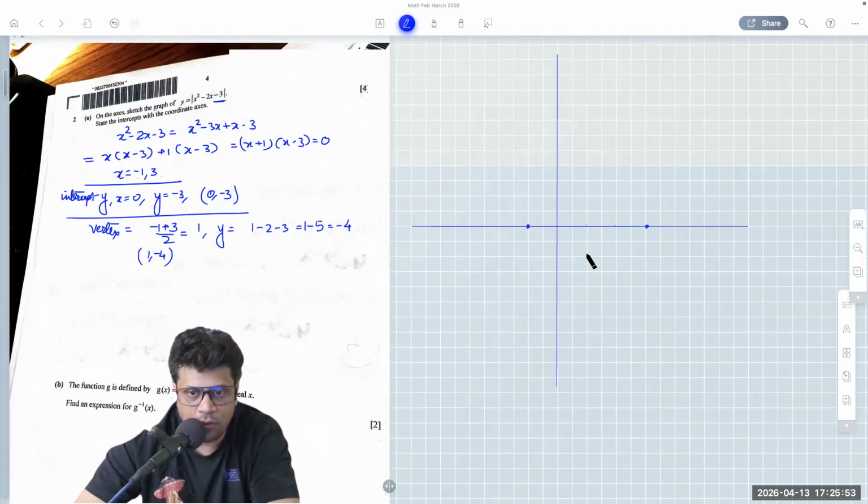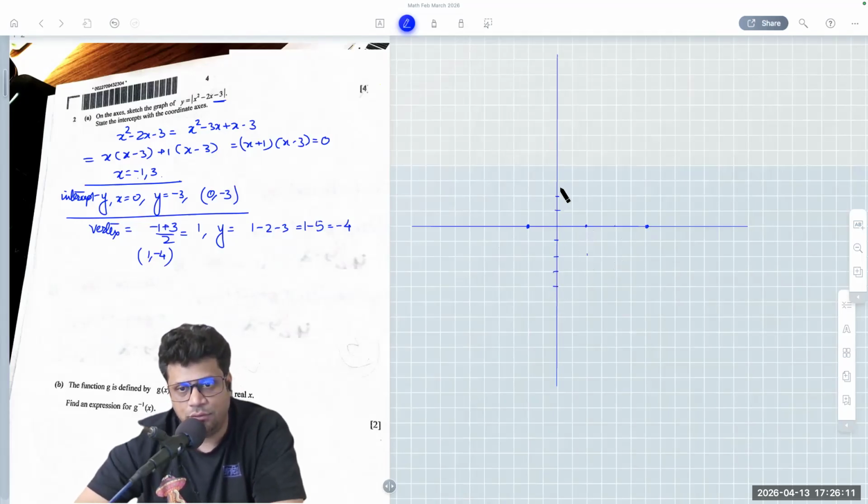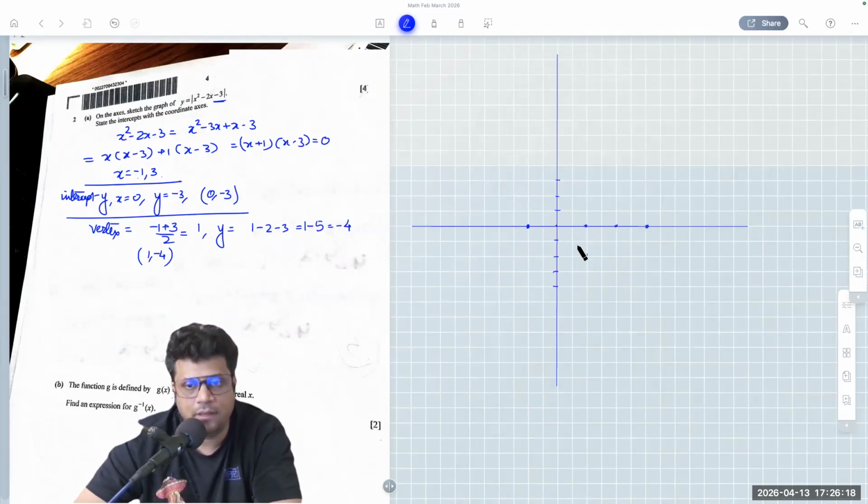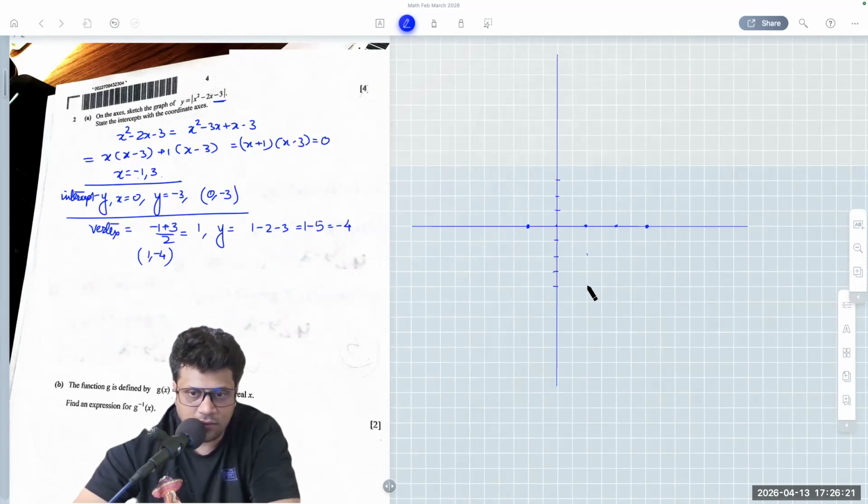Let's do 1 unit on the y. So 2 boxes for 1 on the x, and one box for 1 on the y-axis. Okay, so you're looking at -1, -2, -3, -4. On the x, you're looking at 0, 1, 2, 3. So 1 comma minus 4 is going to be somewhere here, and that looks like 0 comma minus 3.